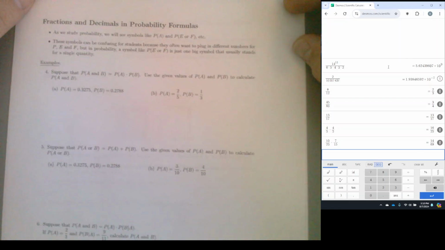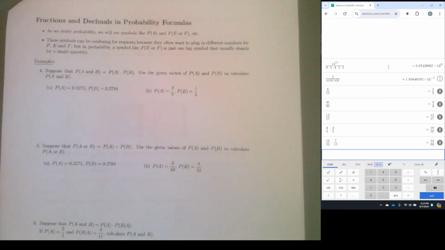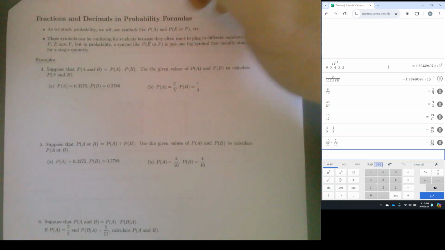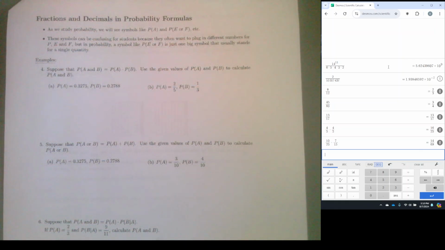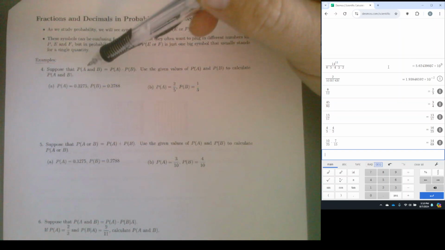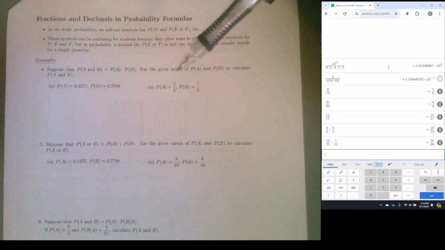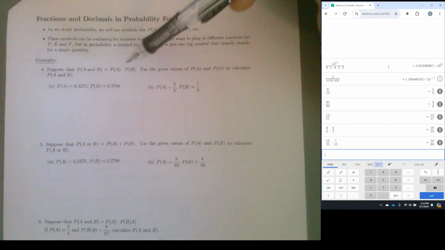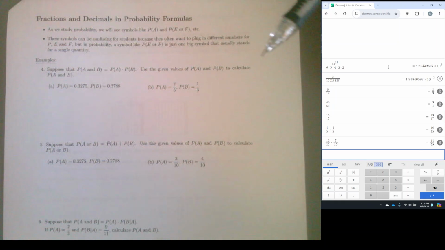Last thing that I want to talk about is how to... we're going to encounter some formulas when we do probability. And so let's practice plugging fractions and decimals into probability formulas. So suppose that probability of A and B equals probability of A times probability of B. That's how we would read these symbols. And we'll talk about that in the stats course, okay?